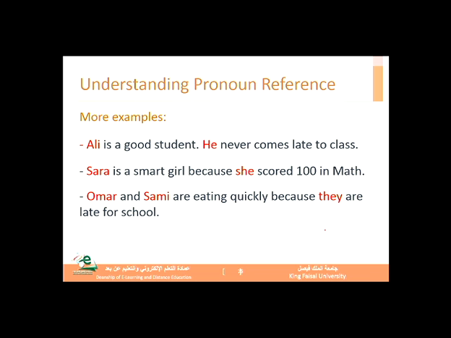Okay, now we have more examples. Example number 1. Ali is a good student. He never comes late to class. If I ask you, what does he refer back to? We look for an antecedent. Is it student? Or is it Ali? We know that it's Ali straight away. Okay, as simple as that. This is really simple, but I just want to make sure that you are following me. Sarah is a smart girl because she scored 100 in maths. Okay, so she refers back to Sarah.